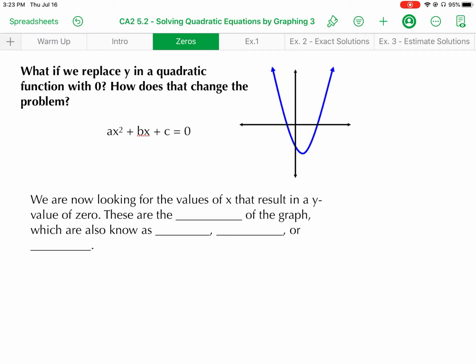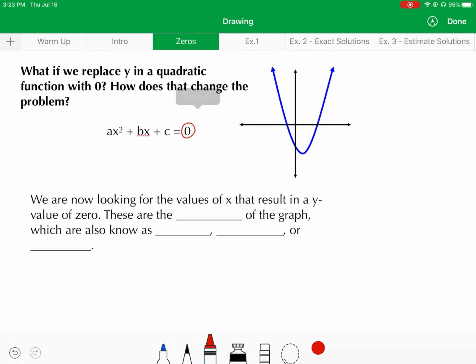But if we take the y and we replace it with 0, we are now looking for the values of x in this function that will result in a y value specifically of 0, okay? So these would be the x-intercepts of the graph. All right, and if you look at the parabola on your screen here, this particular equation would end up having two solutions to it, okay?